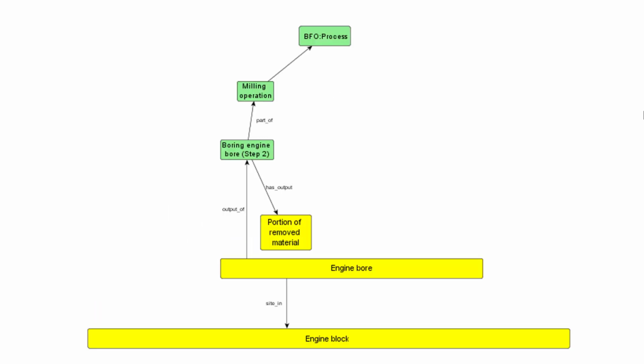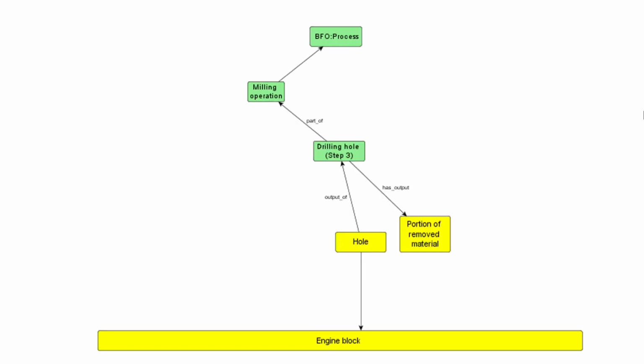The second step is boring of the engine bore. Similarly, we start with an engine block and we make an engine bore, which is a site in the engine block. Of course, we remove some material during that process. The next step is drilling. The hole that we drill is the output of the drilling process, and then every drilling process makes some more chips. The hole is a site.